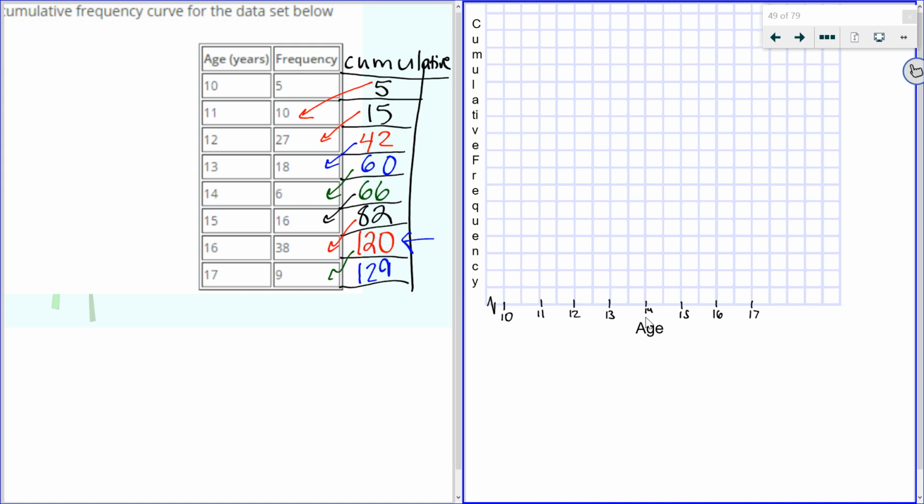So I'm just counting out the ages of the people that were surveyed. And then we have cumulative frequency on the left. So we go from 5 to 129. I feel like I have to go up by tens here. So I can start at 0. I don't need a break then. I think I just have to go 10, 20, 30, 50, 60, 70, 80.